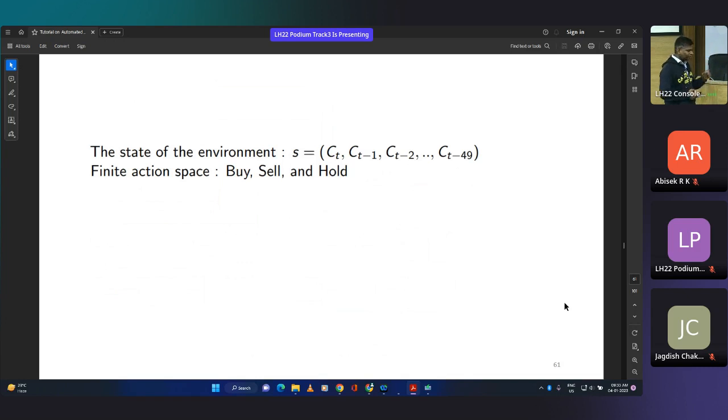So instead of a table, we are using a deep neural network. Our deep neural network is a mapping between state and action. The rest is the same. It is just like Q learning, but the table is replaced by the deep neural network. So this is our representation of the state, that is 50 closing prices, and the action space. As we are aware, in the stock market we can buy stock, hold stock, or sell stock.